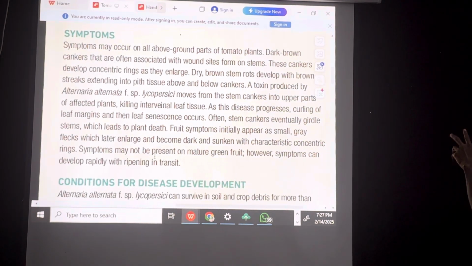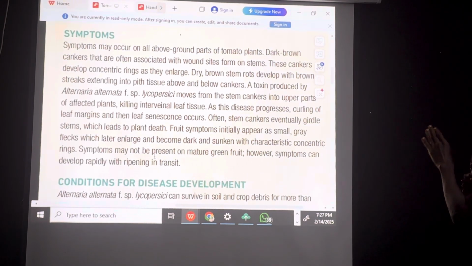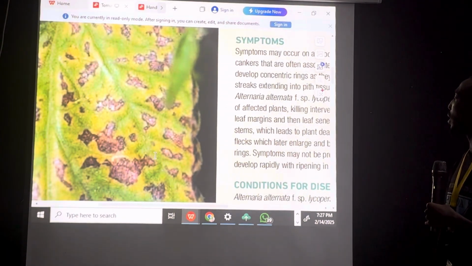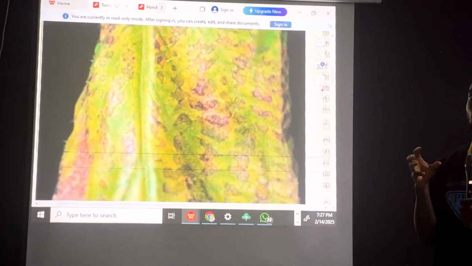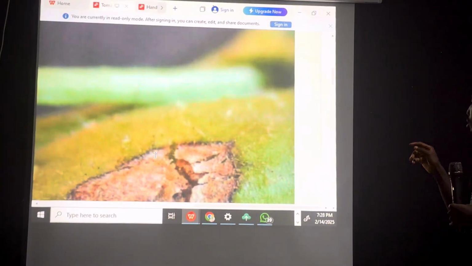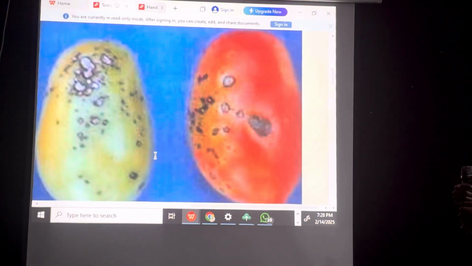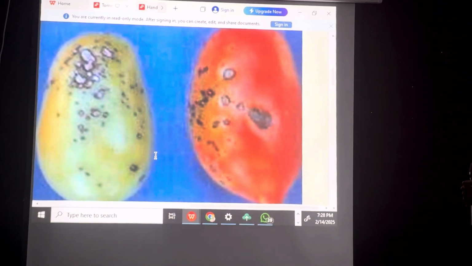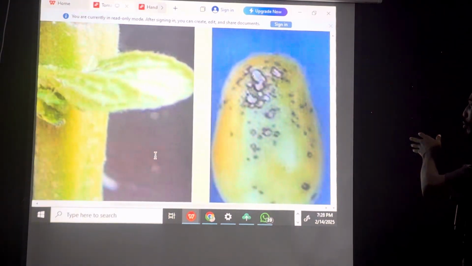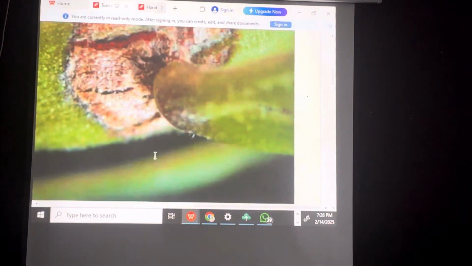Symptoms may not be present on mature green fruits. However, symptoms can develop rapidly with ripening in transit. So you may not see the effect on green fruit. But as the fruit gets ripe, we start seeing them. This is some damage to the fruit from the Alternaria canker on the stem and on the fruit.